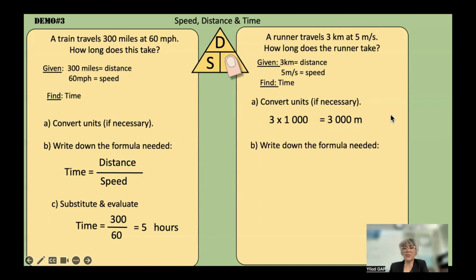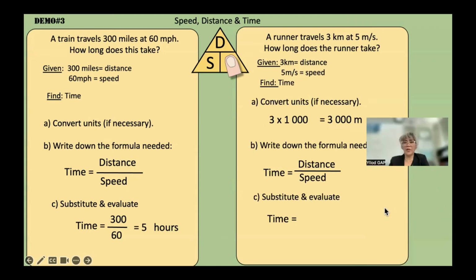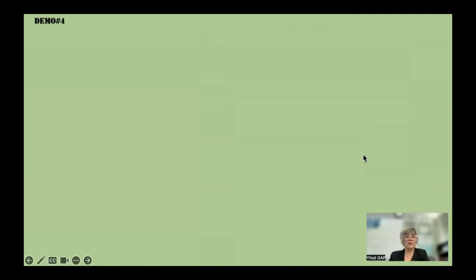So now we're ready to just get the formula and substitute and evaluate. So you have 3,000 divided by 5. So you have 600 seconds. Now 600 seconds, we can convert that into a bigger unit, which is minutes, by dividing it by 60. So we get 10 minutes. Okay, let's go to a more complex problem, a combination of problems here.